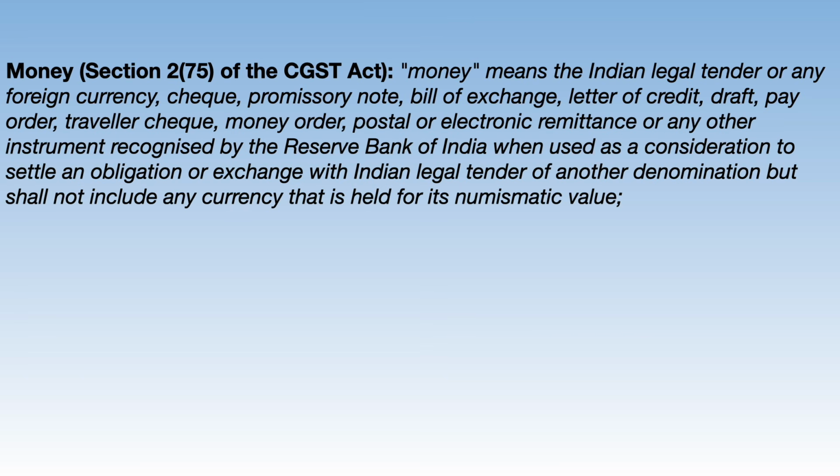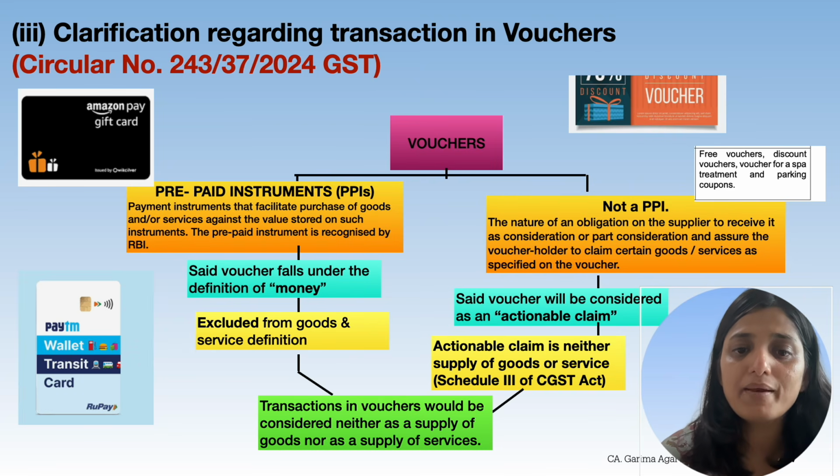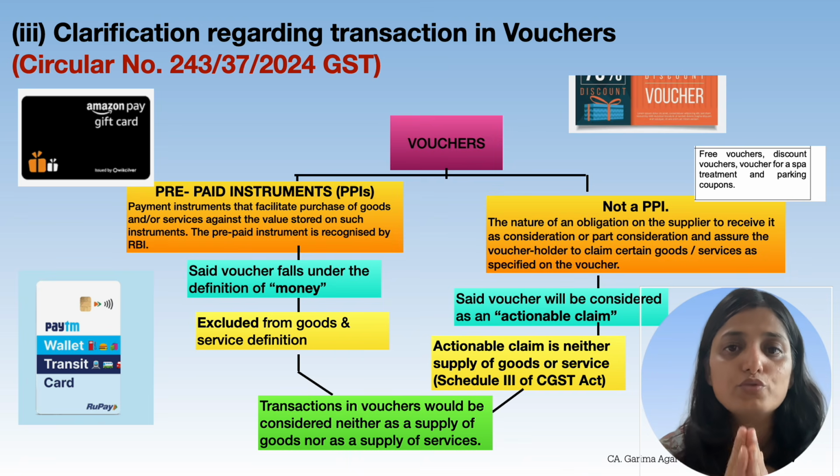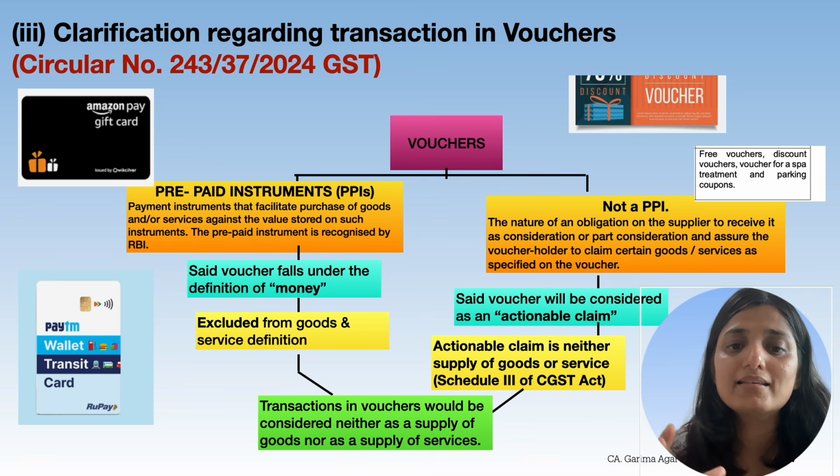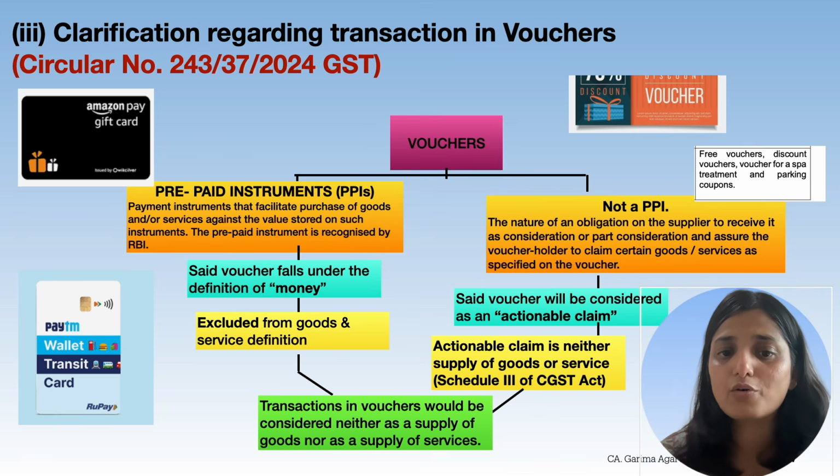So now let's go back to our slide. Where a prepaid instrument is recognized as an instrument by the RBI, and based on that instrument you can buy any goods and services or a list of goods and services against the value stored in it, then it is money. And you know that as per the definition of goods and services, money is kept outside of the definition of goods and services, and therefore it is excluded from the GST altogether. That means it is outside the scope of GST, as money is outside the scope of GST.